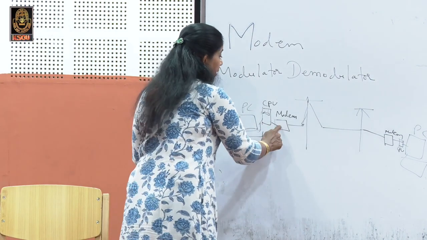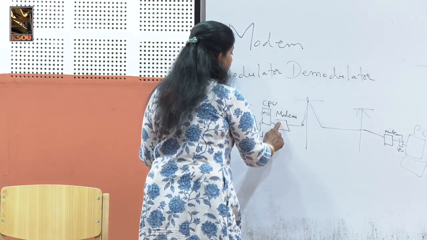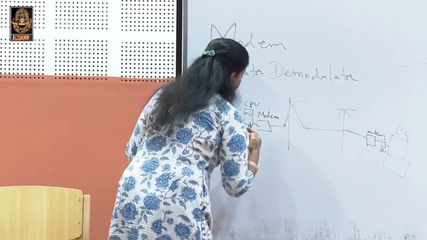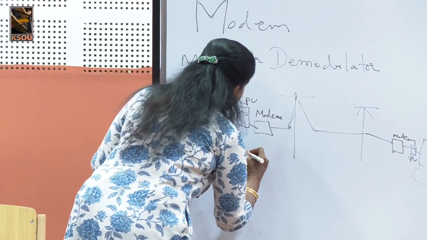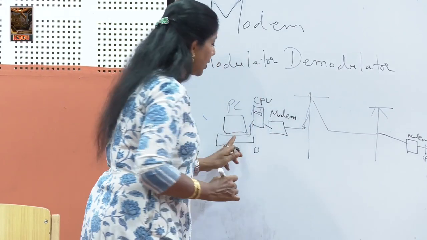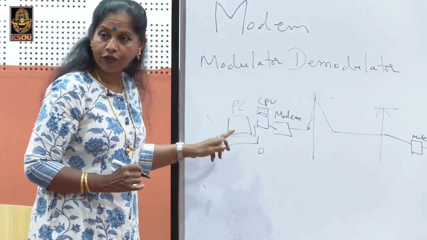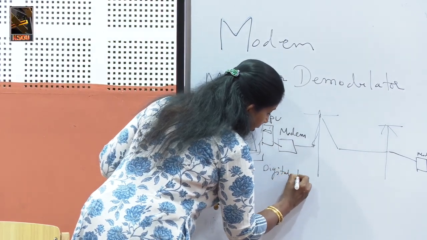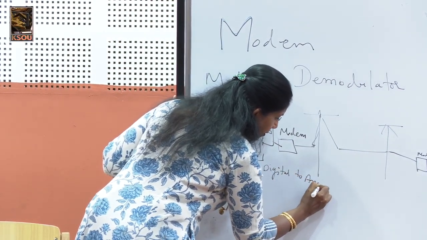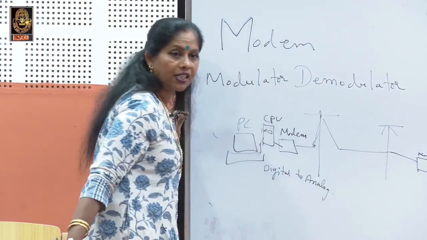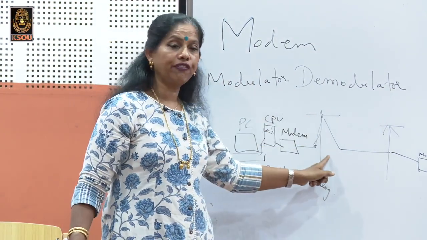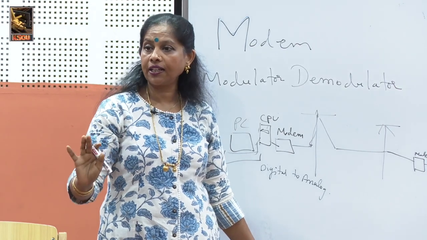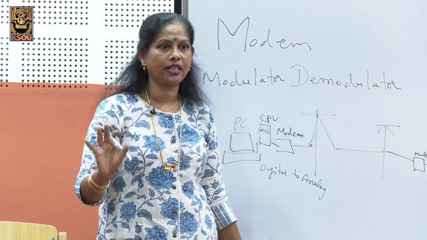Your email is coming here. So here, the modem converts digital to analog. All computer data is in digital format. Digital to analog. Why I'm saying analog means electrical signal. This is the telephone lines. Telephone lines don't understand digital. They understand only analog signals.